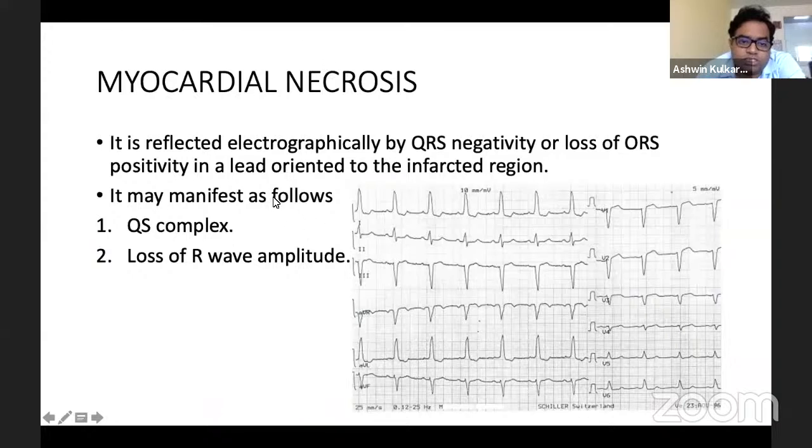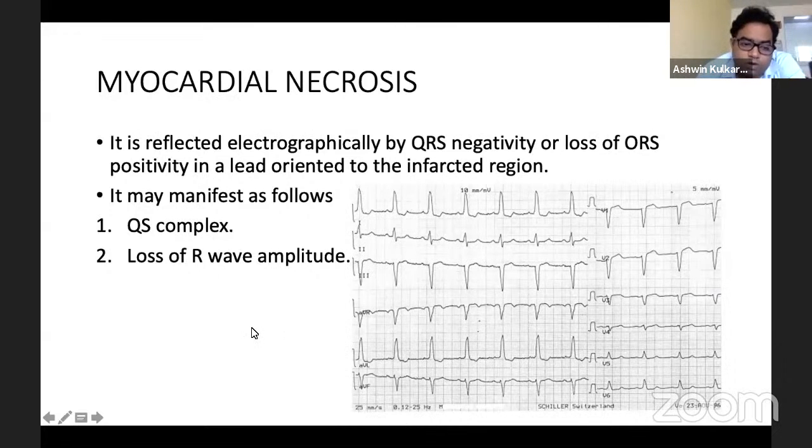So this is a slide showing the myocardial necrosis. We saw three slides: one of hyperacute MI, one of acute MI, and this is an old MI with myocardial necrosis. It is reflected electrocardiographically by QRS negativity and loss of positivity in the leads oriented to the infarcted region. So there can be QS. As I mentioned here, these are the QS complexes. The Q wave and S wave together form a deep negative wave, which is called a QS complex. So these QS complexes and loss of R wave amplitude are important signs of an old MI.